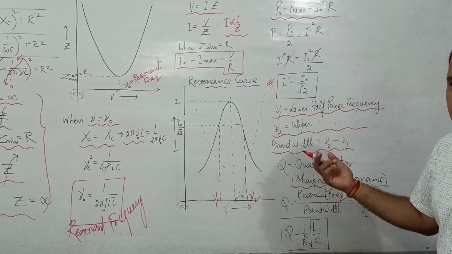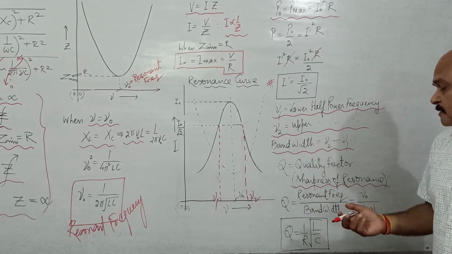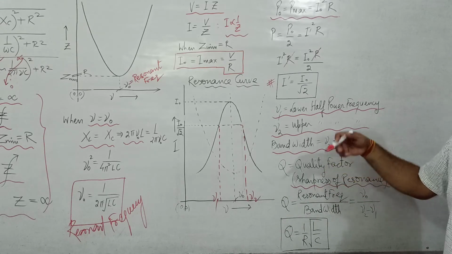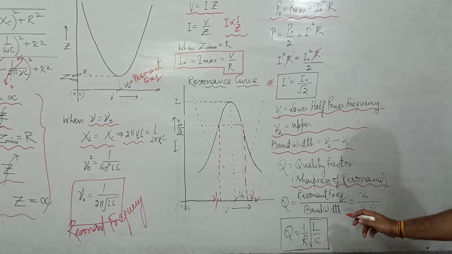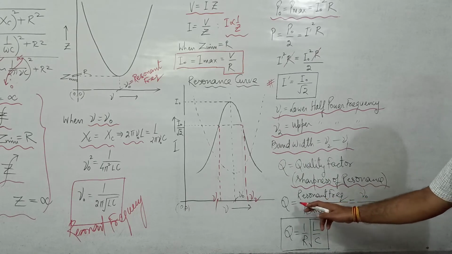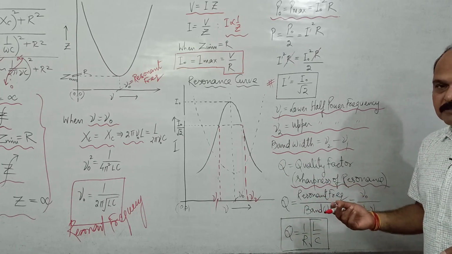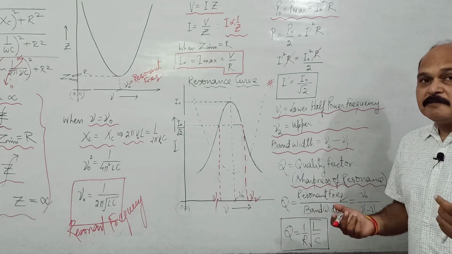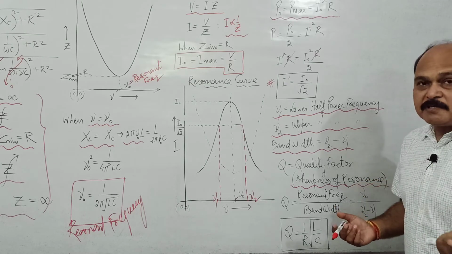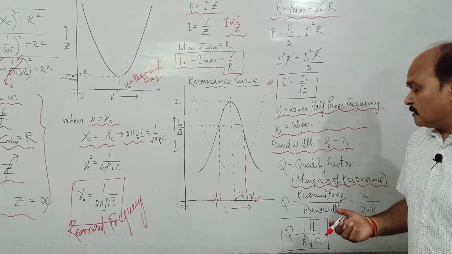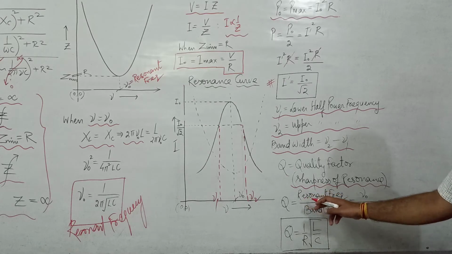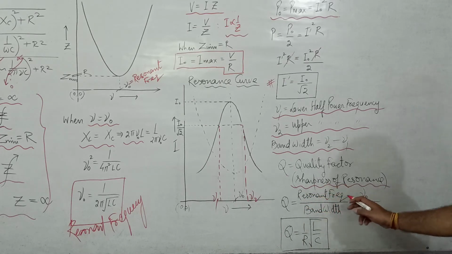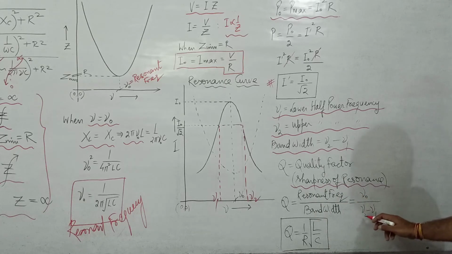And quality factor, which is sharpness of resonance, is defined as the ratio of resonant frequency to bandwidth. This is resonant frequency. Quality factor is unitless, dimensionless, constant for LCR series circuit, which is nothing but sharpness of resonance, is mathematically defined as the ratio of resonant frequency to bandwidth. What is resonant frequency? Nu naught. What is bandwidth? Nu 2 minus nu 1.